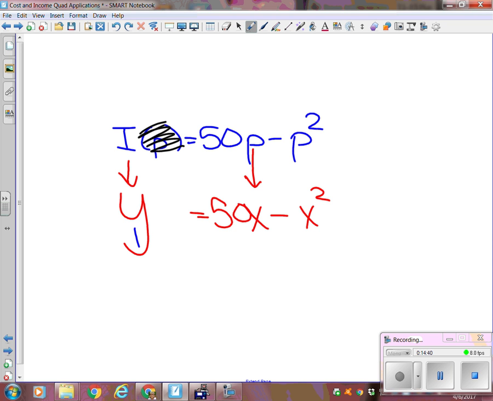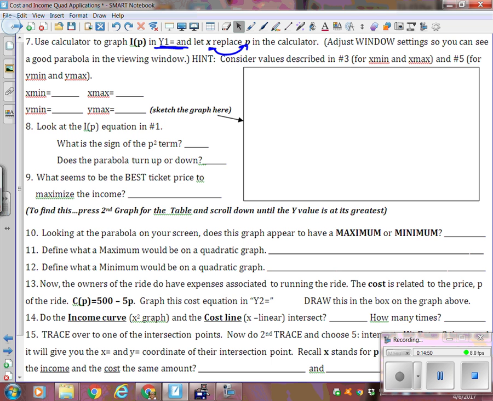So this becomes income, and these become prices, ticket prices. Okay, all right, let's go back. Who can tell me what is the lowest ticket price? X is price, right? What's the lowest ticket price? What's the cheapest you could charge?